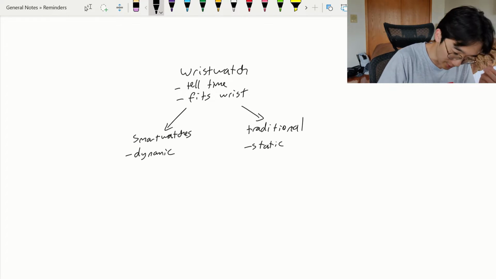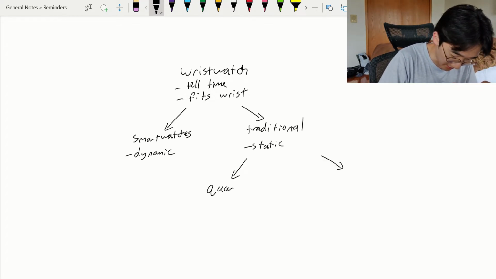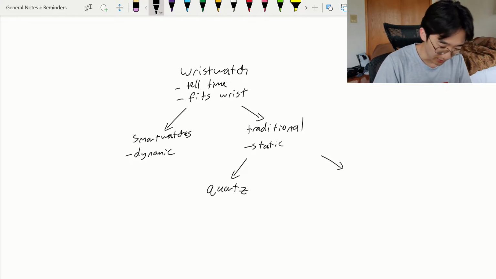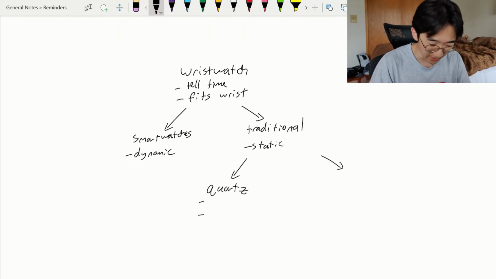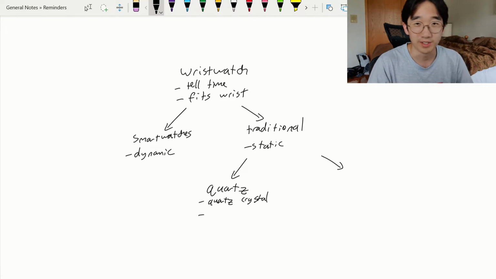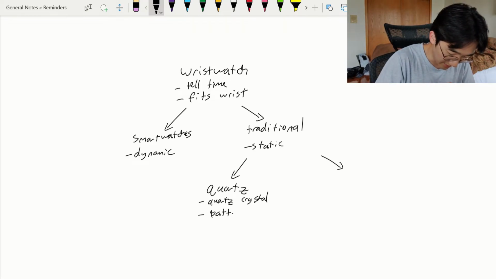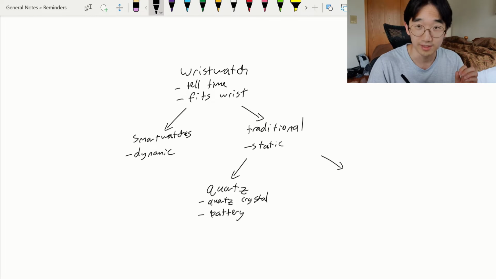So when we look at traditional watches, we're going to divide it again, and we're going to talk about quartz watches. So quartz watches, there's two main things. Quartz watches are regulated by a quartz crystal. Now, honestly, I can't really explain how it is regulated by a quartz crystal that well, but there are videos on YouTube if you're interested. But all you gotta know is that the quartz crystal is what makes quartz watches so accurate. And they usually have a battery. So the power source is a battery.